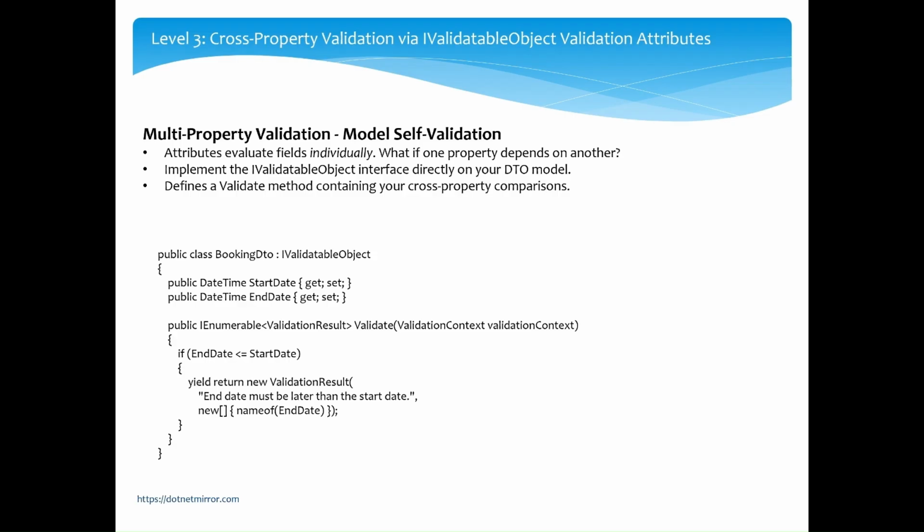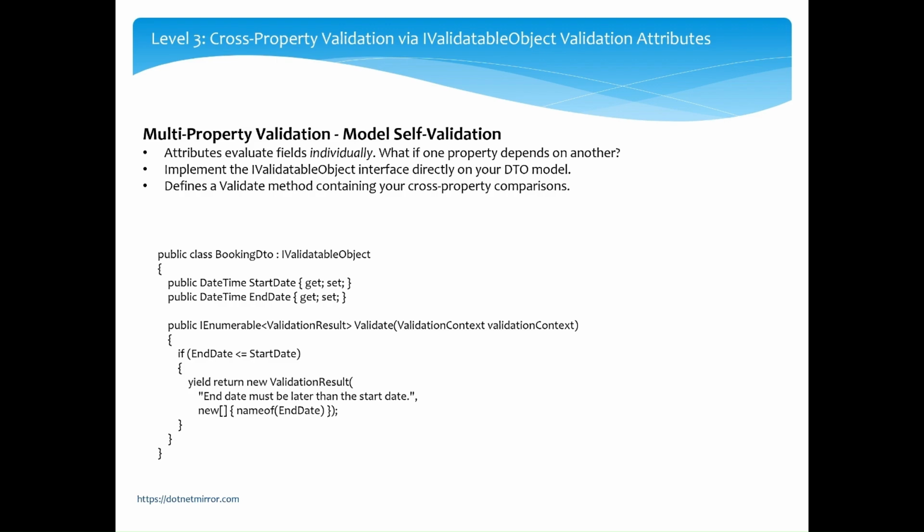Now let's review level 3. Standard attributes work brilliantly, but they evaluate fields in absolute isolation. What if a rule depends on two fields combined? For instance, ensuring a booking end date is always later than the start date. That requires level 3 validations via the IValidatableObject interface. By implementing this interface directly on your DTO class, your model can self-validate by executing a dedicated Validate method that looks at all properties simultaneously.